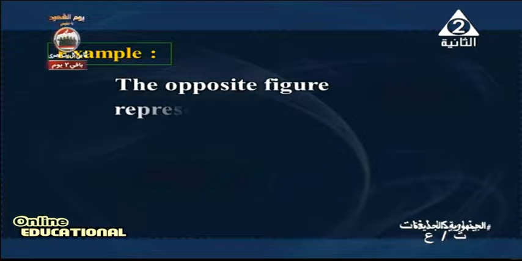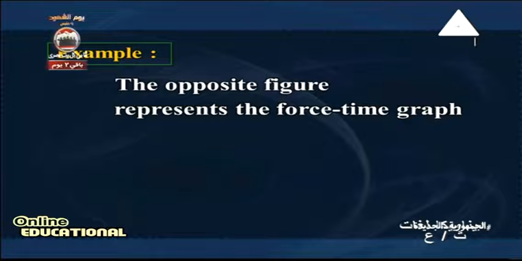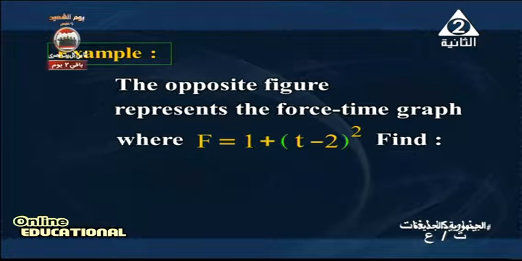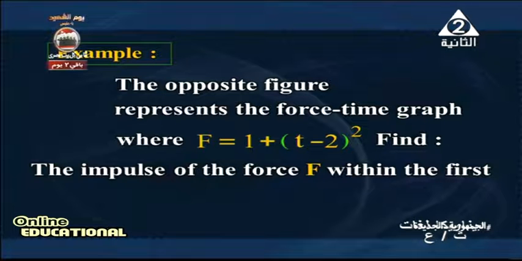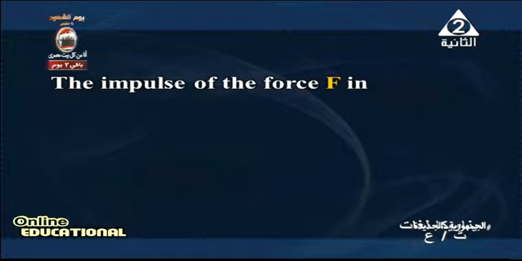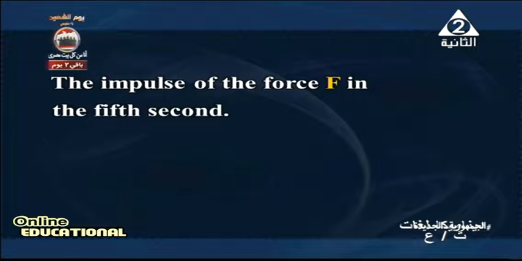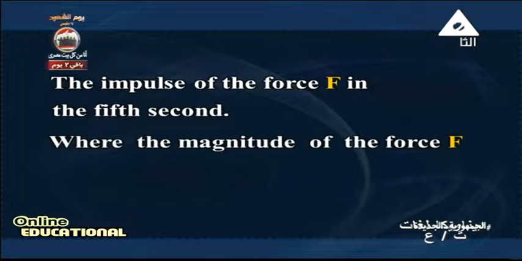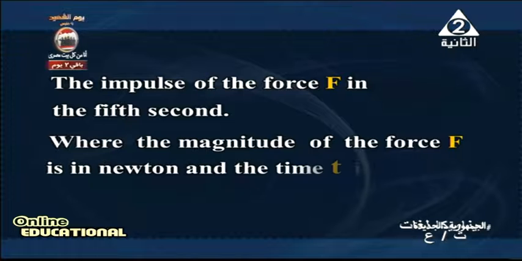Now, another example. The opposite figure represents the force-time graph, where the force F equals 1 plus the bracket t minus 2 all power 2. Find the impulse of the force F within the first 3 seconds. The second required is the impulse of the force F in the 5th second, where the magnitude of the force F is in Newton and the time t in second.